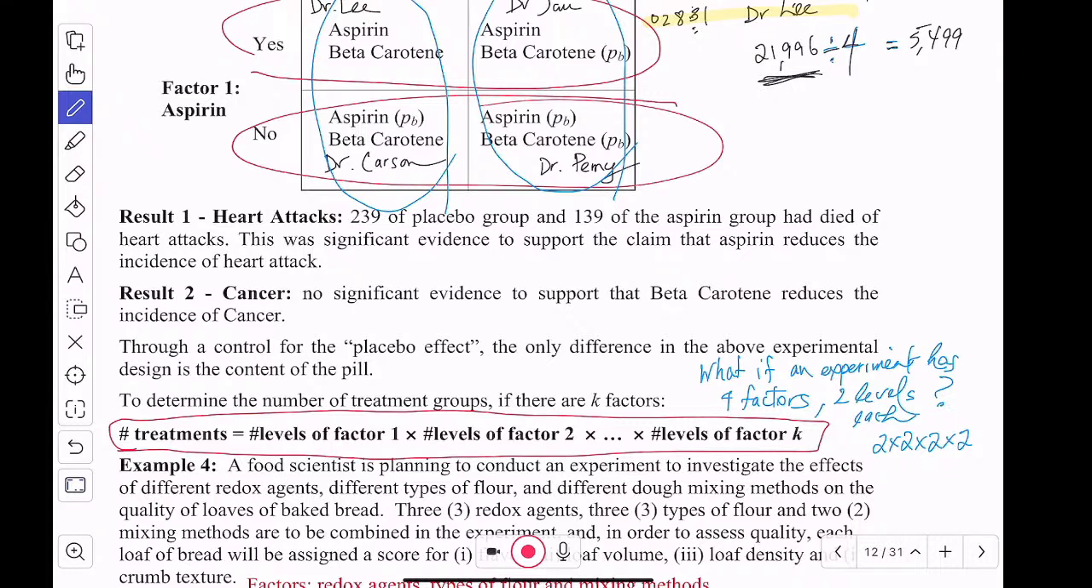Very good, Yvette. It would be 2 times 2 times 2 times 2. It's a good try, but you didn't get it. But you're close. So it would be 2 to the power 4, which is 4 times 4, which is 16. Just got to multiply one more time. It's not 4 times 2. It's 2 to the power of 4. There's a 4 in there for sure, but it's 2 to the power of 4. Levels of factor 1 times levels of factor 2 times levels of factor 3 times levels of factor 4. So it's 2 to the 4 is 16. Is that okay?